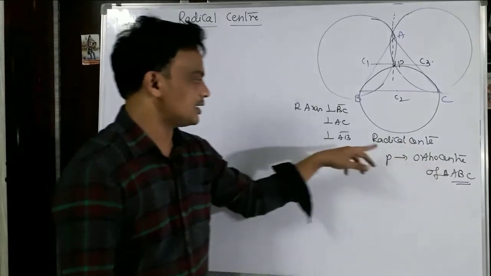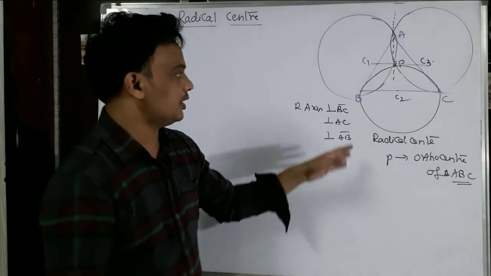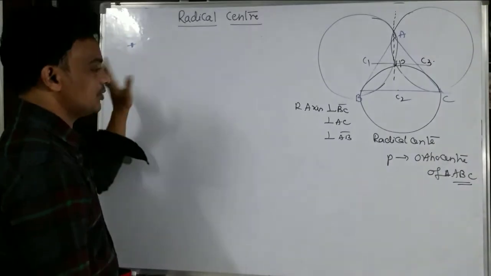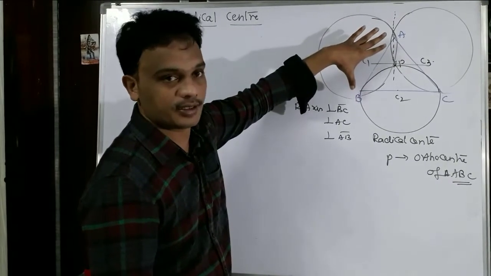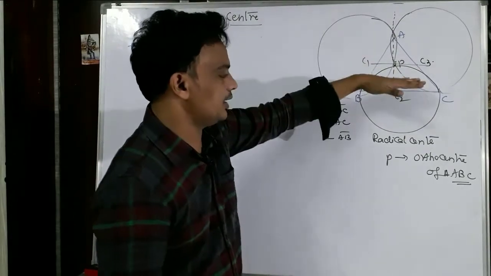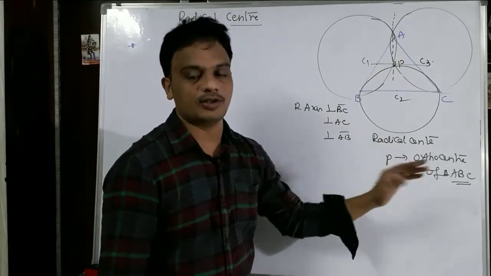At the same time, this is the radical center of the three radical axes, right? Yeah, that is the first case. Circles are drawn whose diameters are the sides of a triangle. In that case, the radical center is the orthocenter.